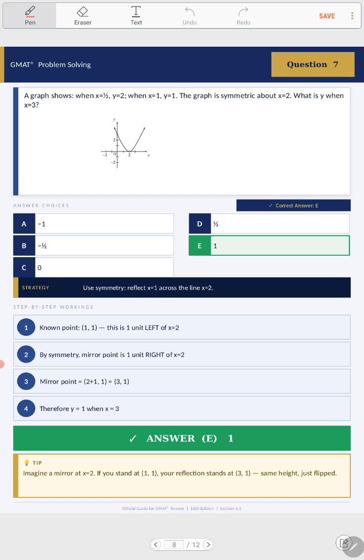Okay, so looking at this graph, what do we mean by symmetry or symmetric? It means that if we draw a vertical line here, it divides this into 2. The next question is asking us, what is y when x equals 3? This is x equals 3. We draw it here and move this way. At that point, y is 1. So y equals 1 is correct.